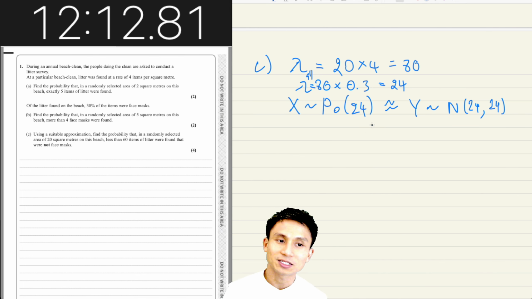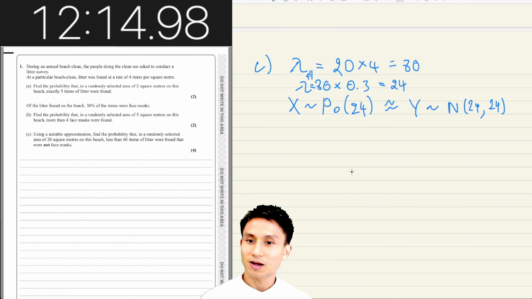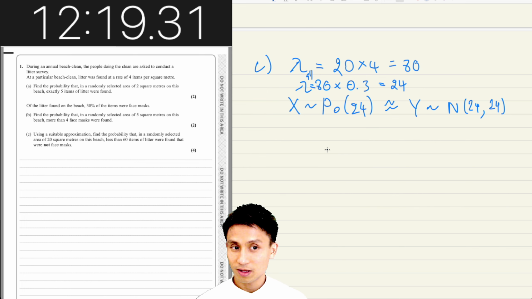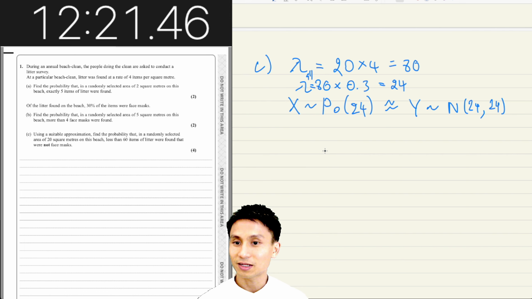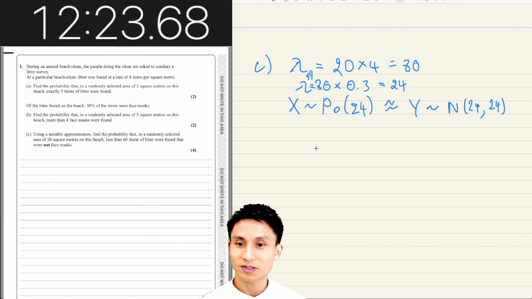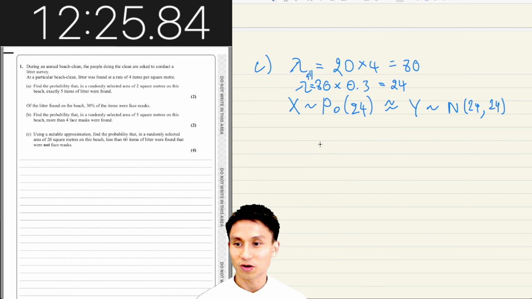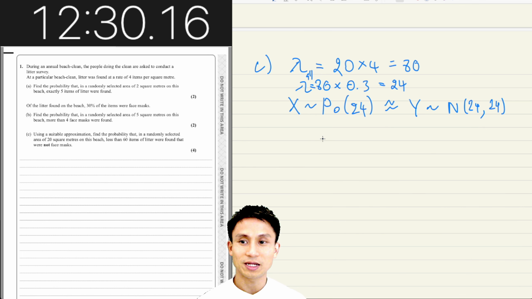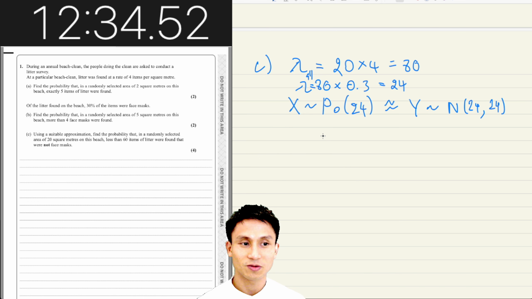Okay, but this is face mask. Okay, so if less than 60 items were found to be not face masks, so we will need to find the probability. Hang on.